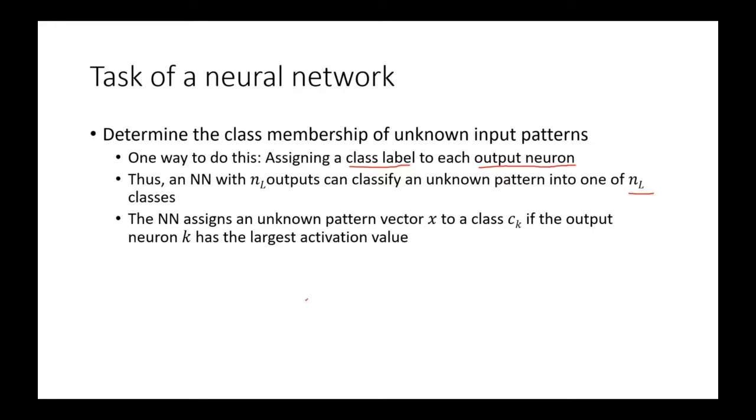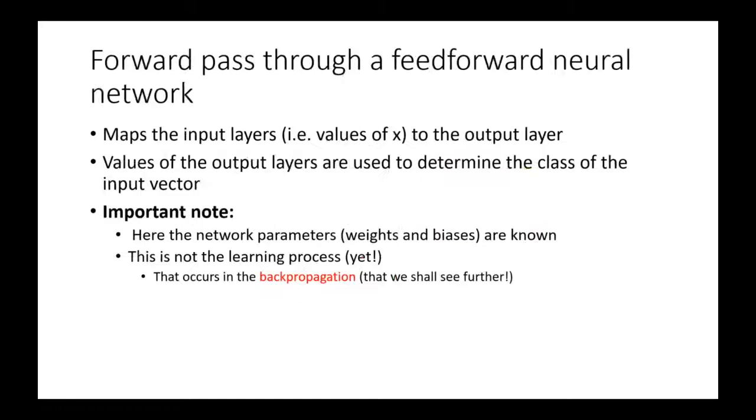So if I have a number of output neurons, let's say these are all the output neurons here, representing classes, they are all going to fire together, right? So they're all going to have an output value. Let's say x1, x2, and so on. So which class am I going to assign? I'm going to assign the class with the output that has the largest activation value. And that's it. That's all the work of a neural network.